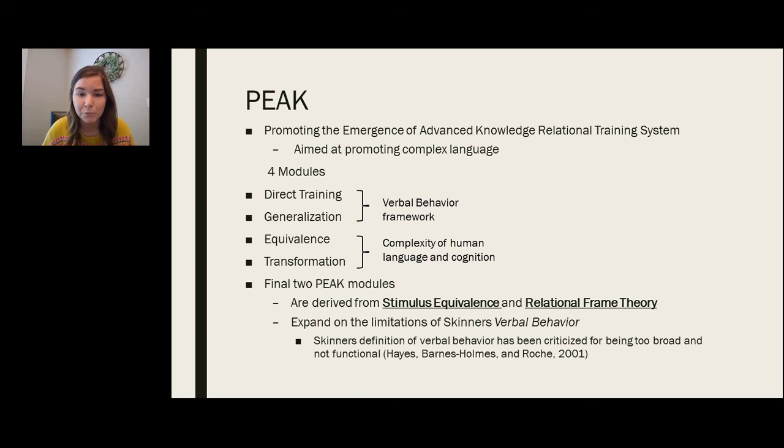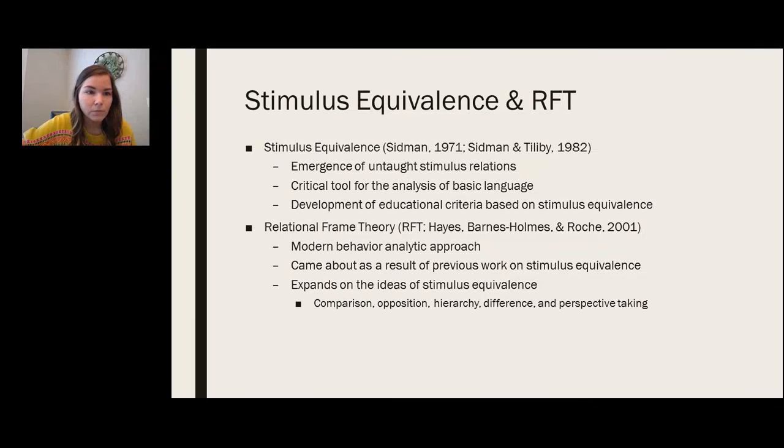The final 2 PEAK modules focus on stimulus equivalence and relational frame theory, which expand on the limitations that were first brought into play by Skinner's verbal behavior. Skinner's definition of verbal behavior has been criticized for being too broad and not functional. And so, stimulus equivalence and RFT.